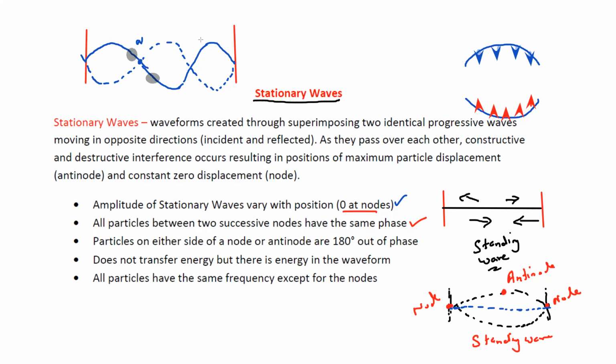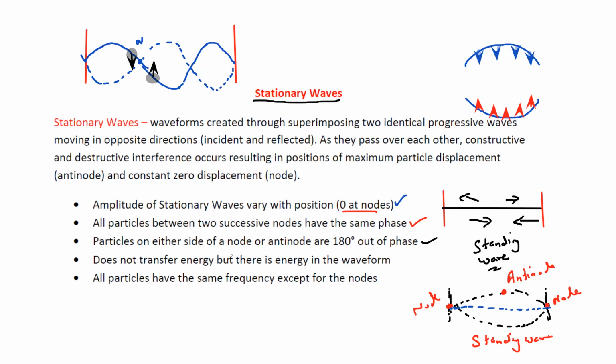What happens? The particles on the left hand side tend to move towards the mean position downward. Whereas the particles on the right hand side, which direction do they tend to move? They tend to move upward. So as you can see, one group of particles tends to move downward, another group tends to move upward. So it shows that the particles on either side of the node are 180 degrees out of phase.